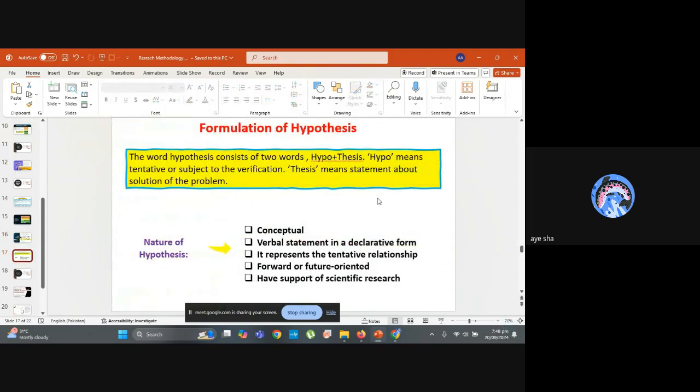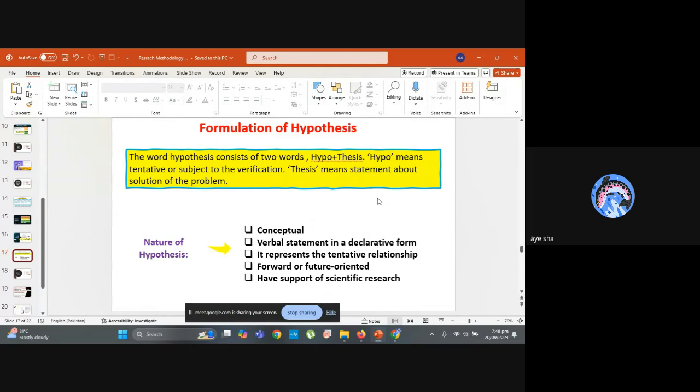Then obviously you will be formulating a hypothesis. Hypothesis actually is what? Tentative, or something that needs to be verified. Any statement that needs to be verified. Most of the time, scientific researches or applied researches are based on a hypothesis.